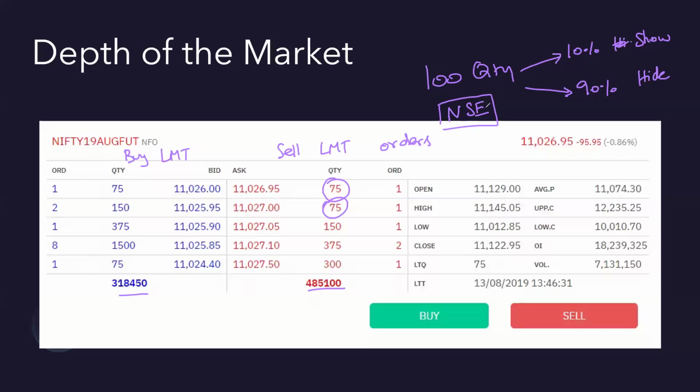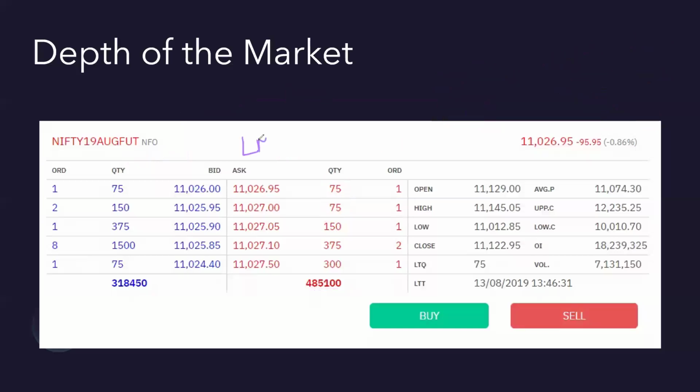Whereas when it comes to NFO, Nifty futures and options, you have to reveal 100% of your trades. That means you cannot place hidden orders. But in equity markets like NSE or BSE, you can hide up to 90% of the orders when it comes to limit orders. So you have to understand one concept over here. These are nothing but limit orders only. Limit orders are nothing but pending orders.